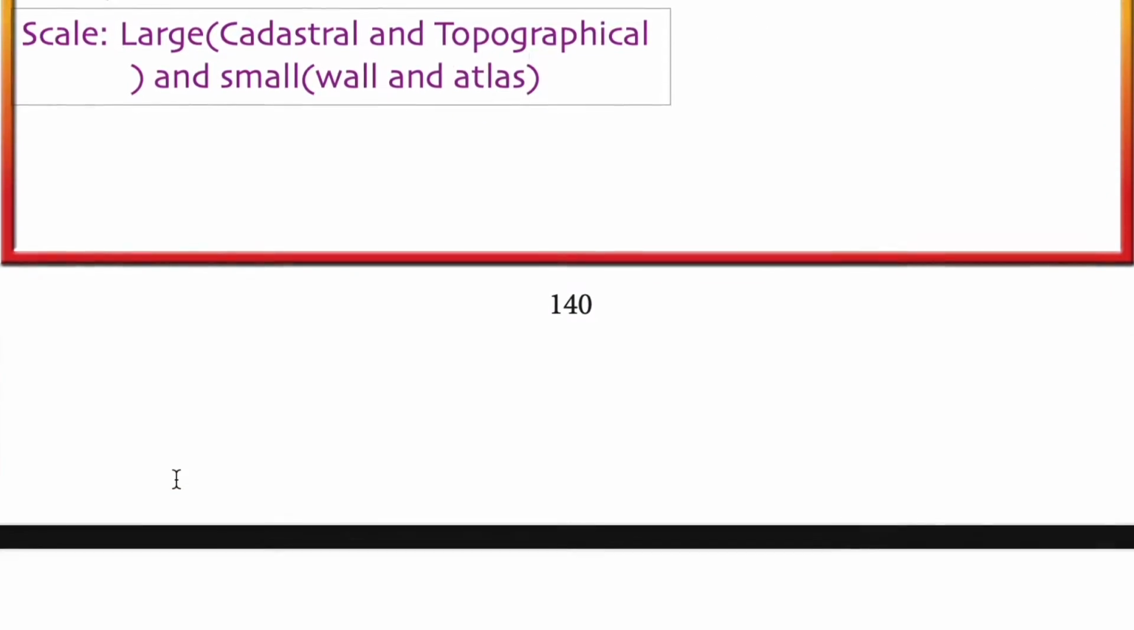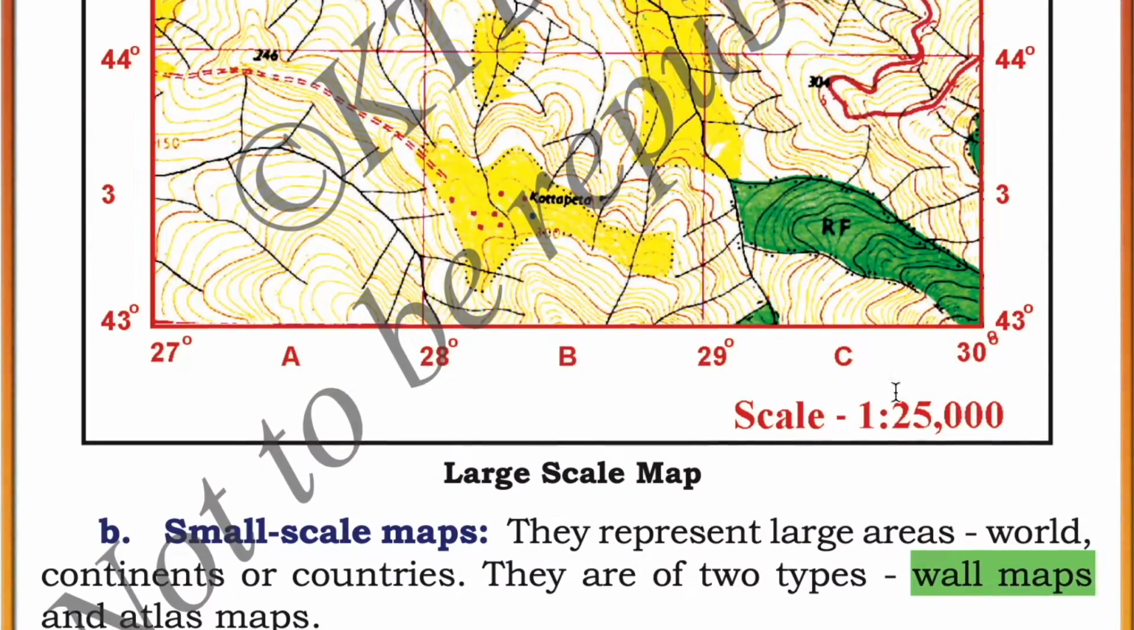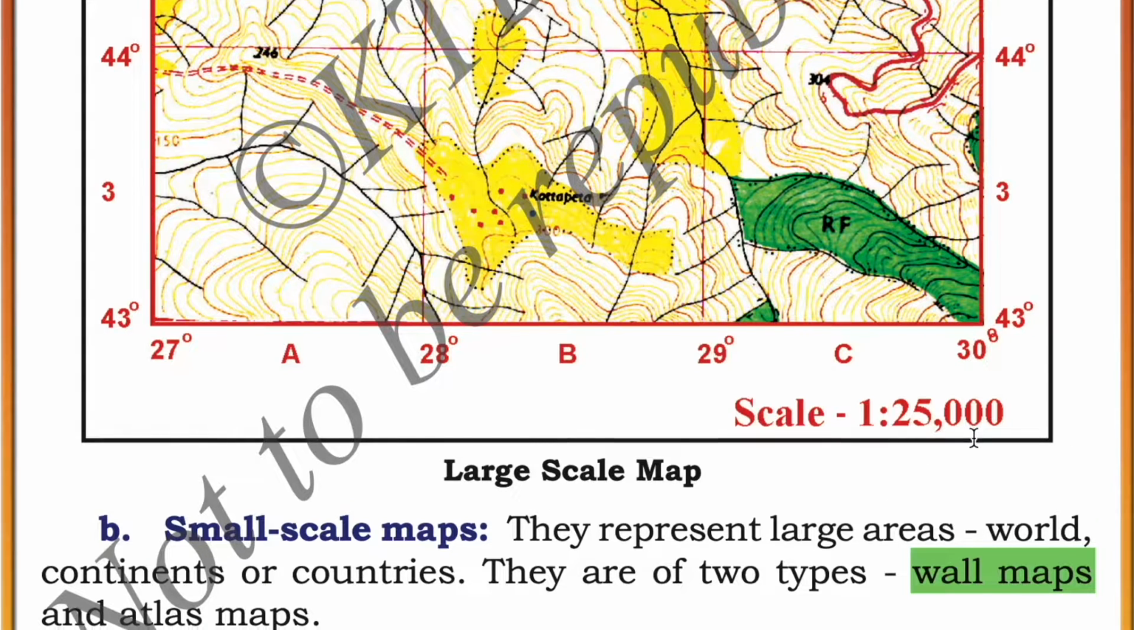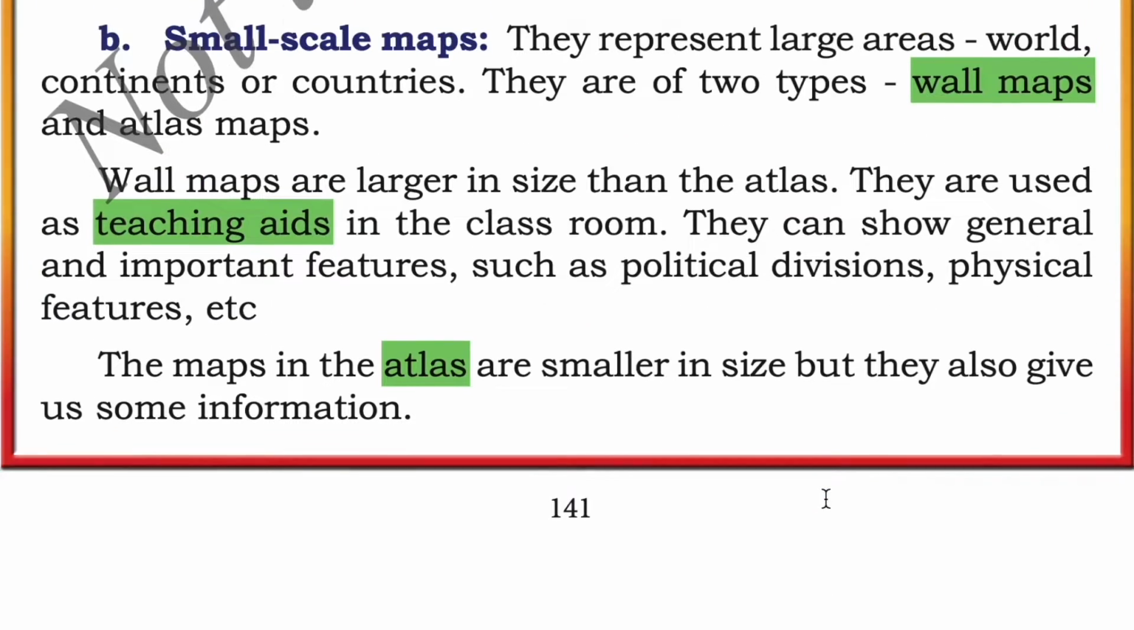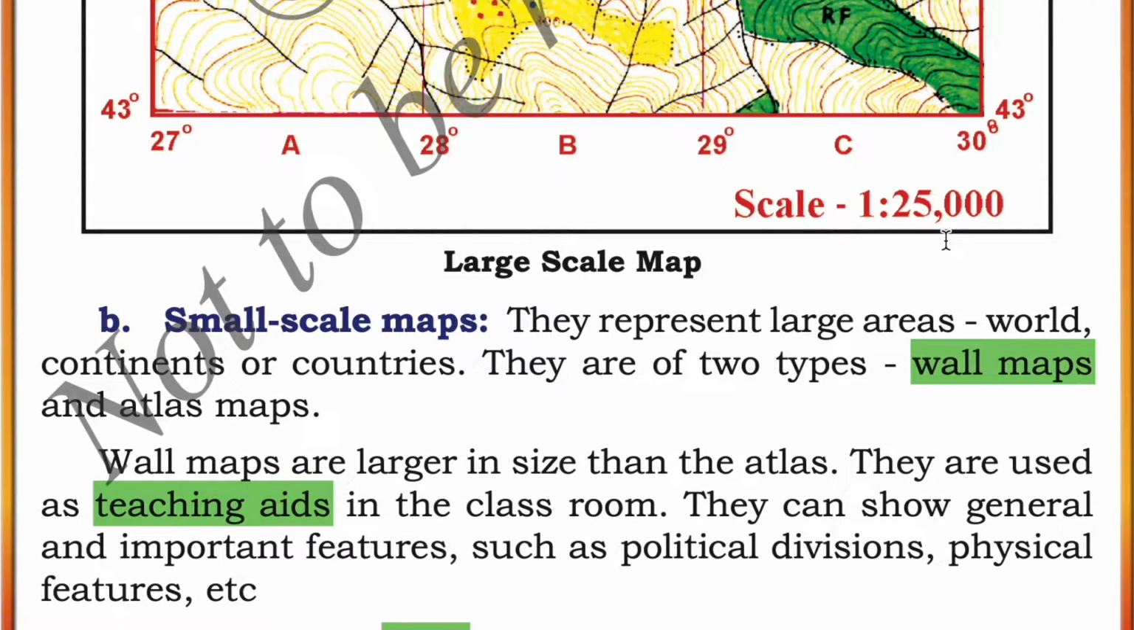Now you can remember this in one way. This ratio you can consider to be a fraction. So this can be considered to be the fraction 1 divided by 25,000. Similarly, this is the fraction 1 divided by 205 million. In mathematics, you should know that the value of this is much less than the value of 1 by 25,000, because as the denominator increases, the value of the fraction decreases. So this is one way to remember why the large scale and small scale maps are called so.